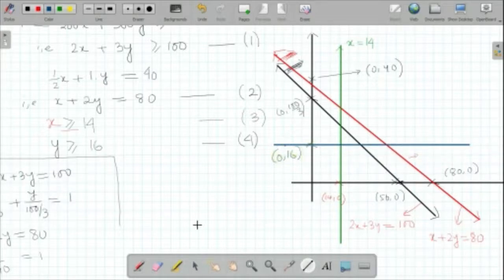Now we have joined this, and this is our y equals 16. Now let's see where is the common region. The common region is going to be this region.